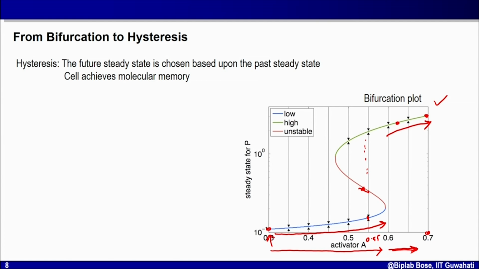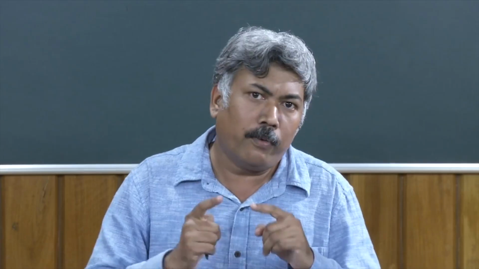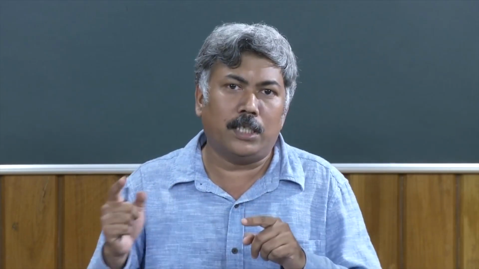When I start from a higher value of the steady state and decrease the signal or activator A, it will follow this path and then it will jump to this lower one, and if I decrease A further, it will follow the blue path. So you can easily see here the path followed by the system when I am increasing A from a lower value to a higher value is different from the path followed by the system when it is coming back from a higher value of signal A to a lower value of signal A. This typical behavior of two different paths is called hysteresis.